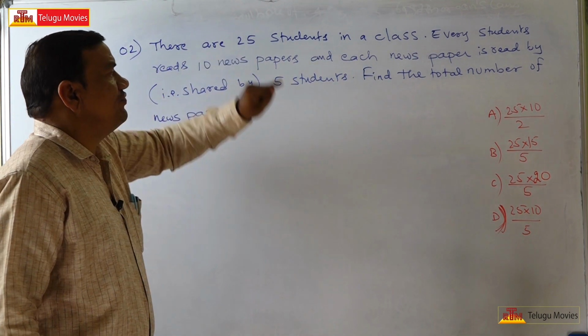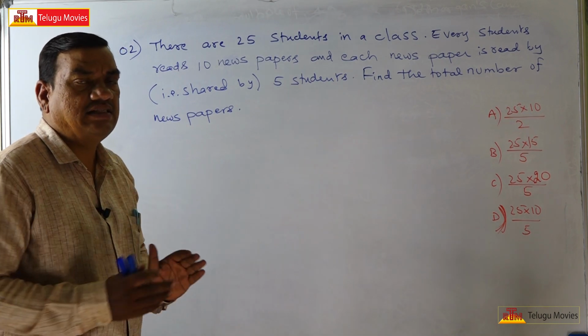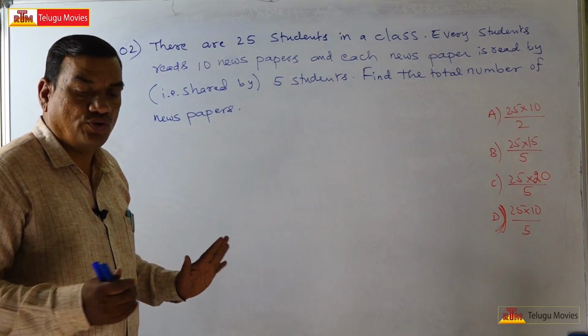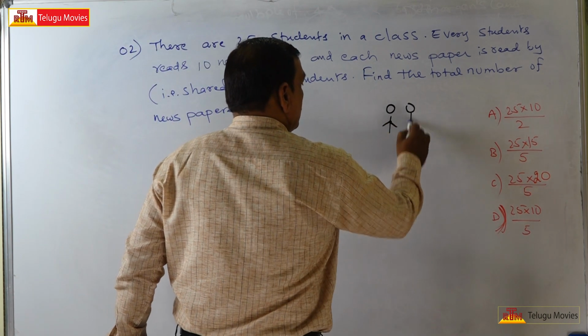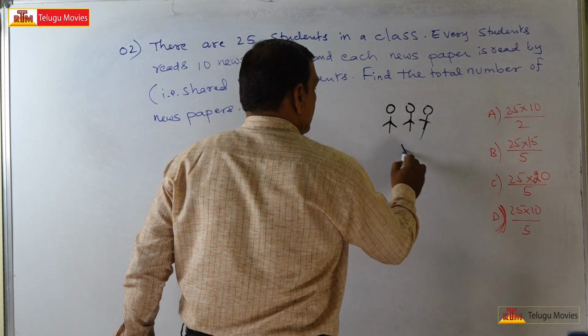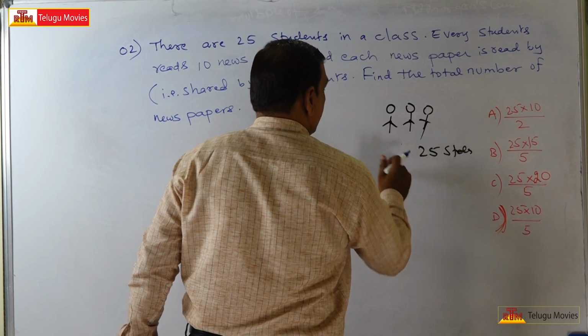There are 25 students in a class. Clear? There is a class, and in that class, 25 students are there. Okay, 25 students are there. How many students are there? 25 students in total.